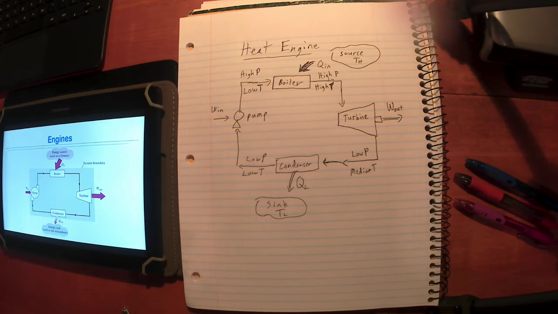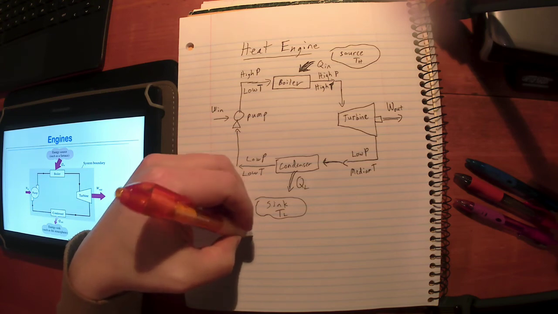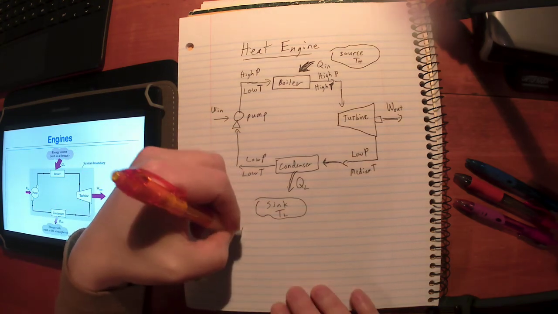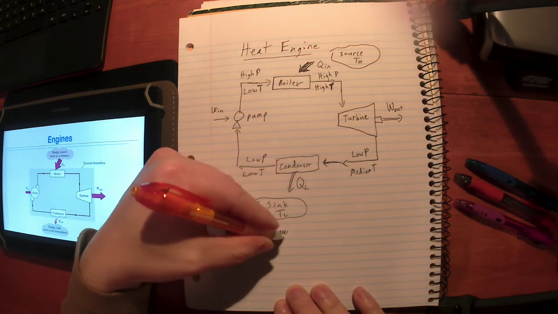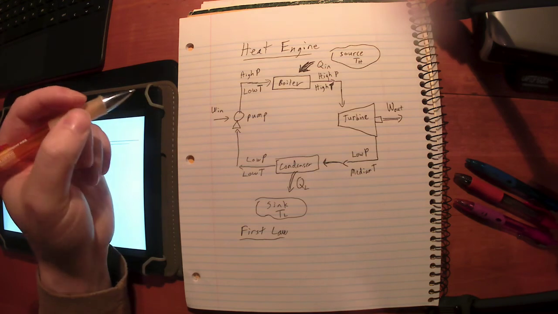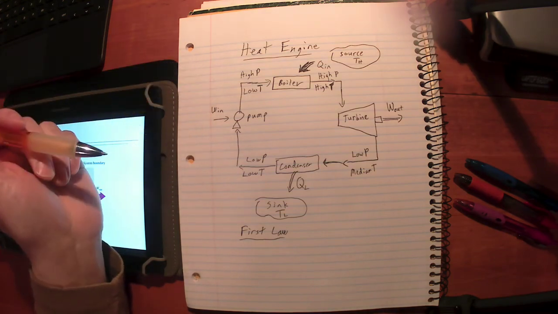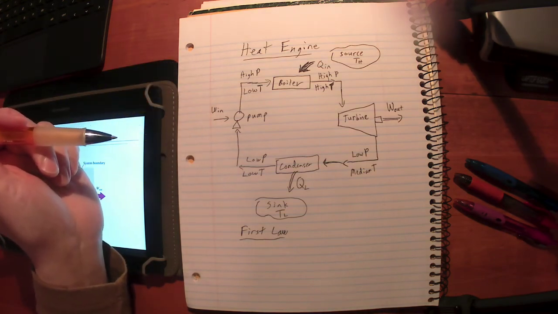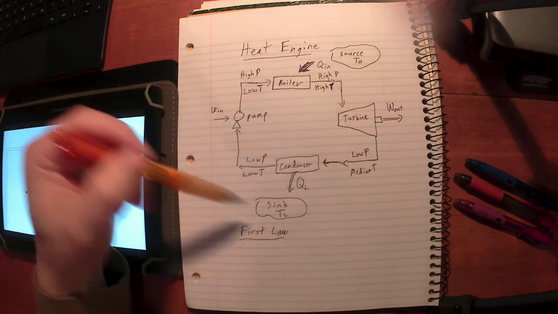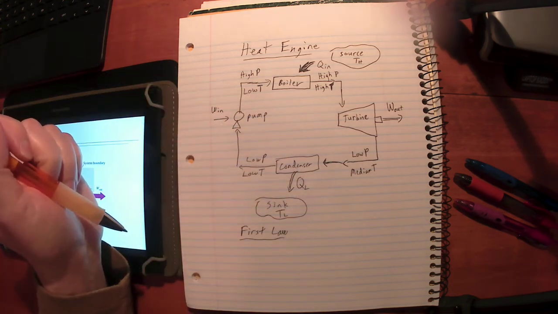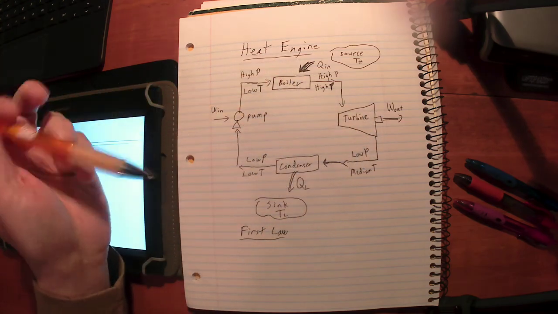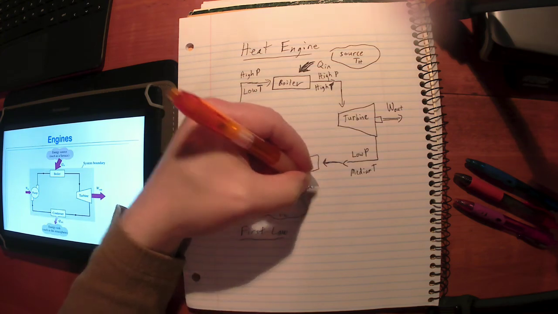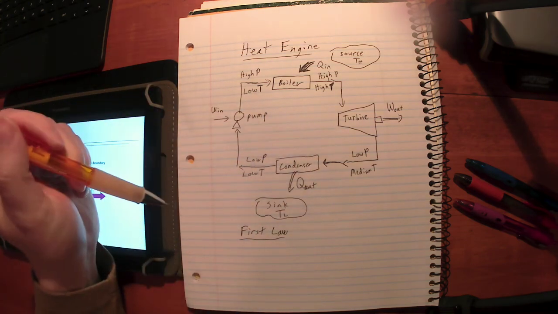Okay, so if I were to set up a first law analysis for this heat engine, we're going to write a first law equation. The first question we have to ask is, what crosses the boundary? Right? And if we think about that, well, what does cross the boundary? Well, I've got work. I've got heat. Let's say Q out. We'll use L later. I've got work and I've got heat crossing the boundary, right?